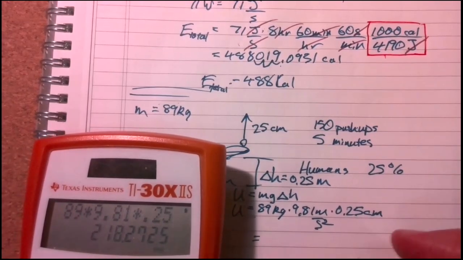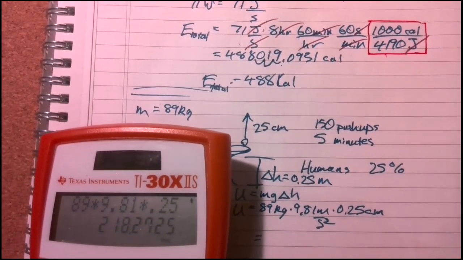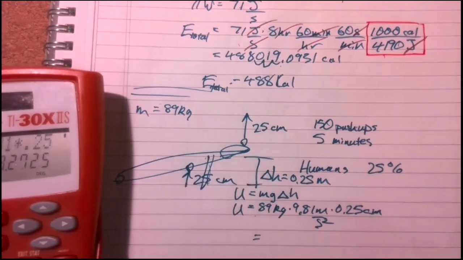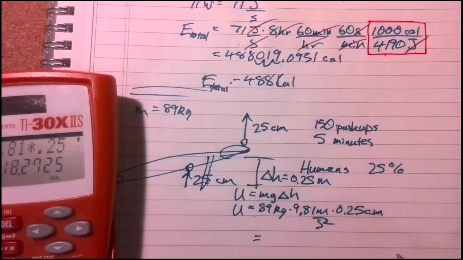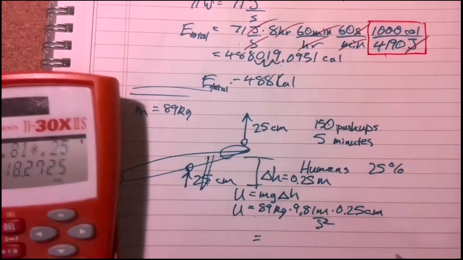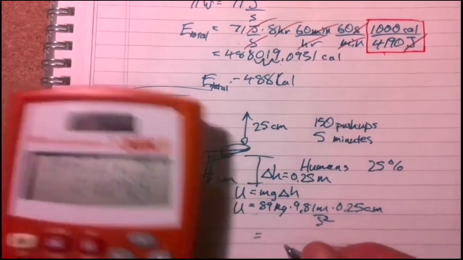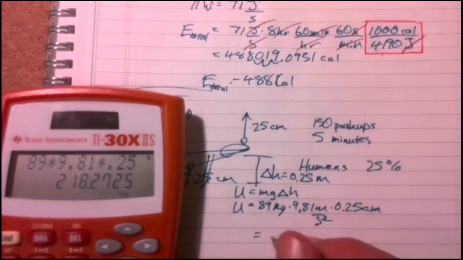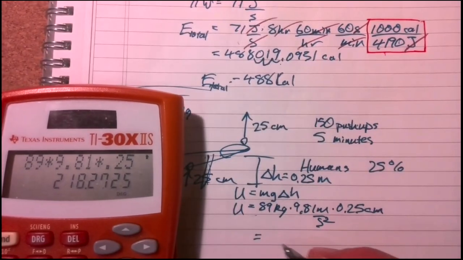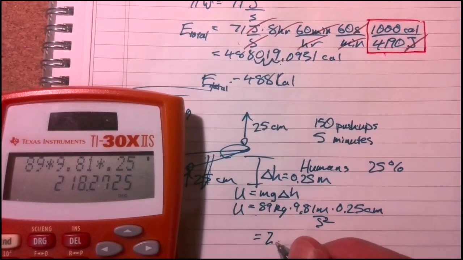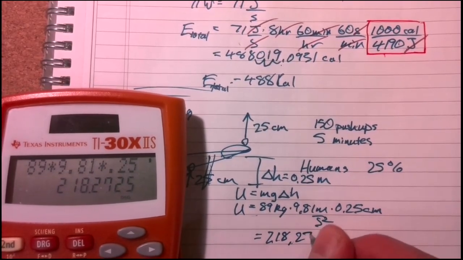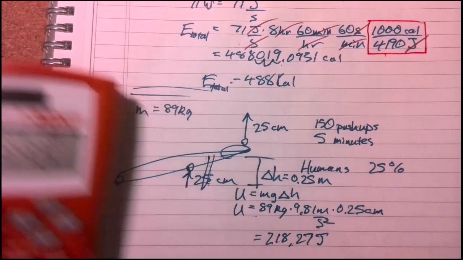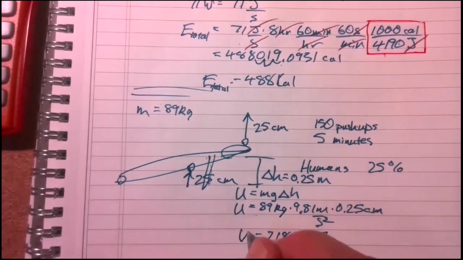That is 218 joules, less than 1 calorie. Is that right? Oh wait, a calorie is 4,190 joules. Oh, that's not even a calorie. Yeah, so that's maybe not the best way to burn calories if you're trying to work out, but it does build muscle. So 218.27 joules is the potential energy for one push-up.